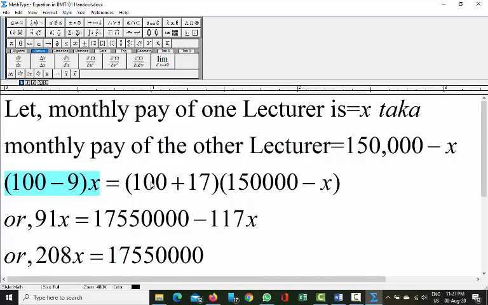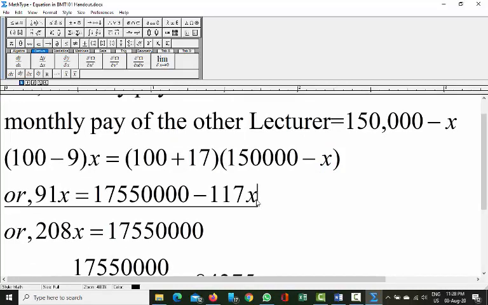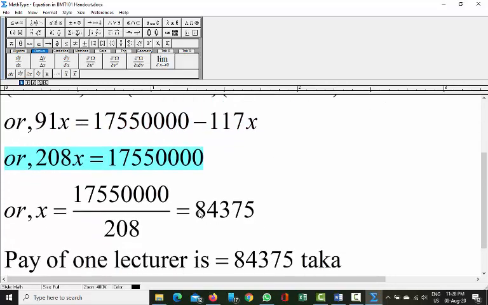Now here we have 117, so 117 multiplied by 150,000. If you multiply this, we will get this minus 117 multiplied by x. So we will have minus 117x. If you bring this minus 117x to the left hand side, we will get plus. So 117x plus 91x, we will have 208x is equal to this. So x is equal to this divided by 208, that means 84375.